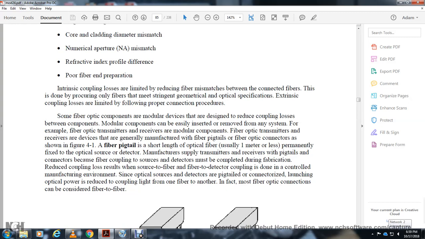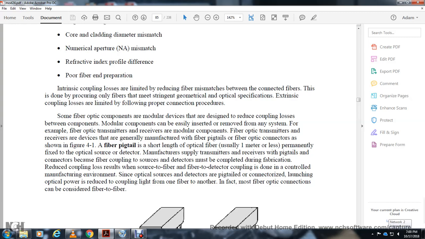Some fiber optic components, modular devices, are designed to reduce the coupling loss between the components. Modular components can be easily removed from any system. For example, the fiber optic transmitter and receiver are modular components. Fiber optic transmitters and receivers are generally manufactured with a fiber pigtail. Fiber optic connectors are shown in figure 4.